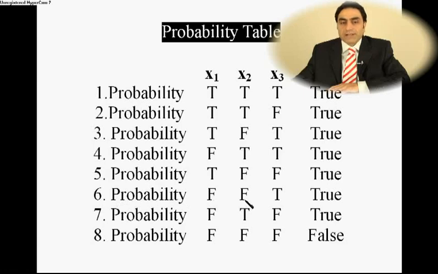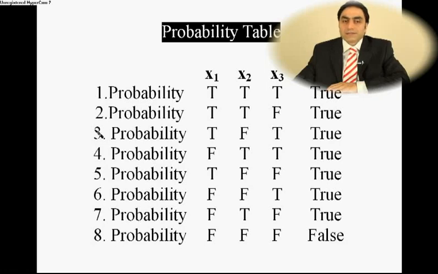In the sixth probability, x1 f, x2 f, x3 t, the knowledge is true depending on x3. In the seventh probability, x1 is f, x2 is t, x3 is f. So the knowledge is true depending on x2. At the last alternative, the eighth probability, x1 f, x2 f, x3 f, there is no sound reason to assume the report as true. So x1 false, x2 false, x3 false. The knowledge most likely is false.